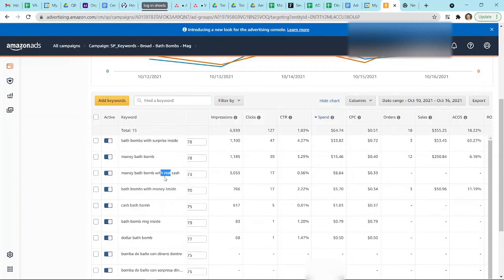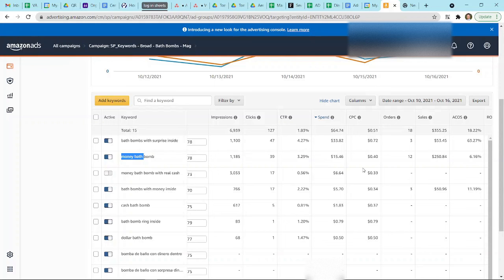And then this is double bidding, right? This is a broad match. So Money Bath Bomb, you're already targeting here. So this needs to be paused. You could pause this one, but as a broad match, this is a better fit, right? Anytime somebody's searching Money Bath Bomb, you're already pinging here. So this is basically cannibalizing your own targeting.